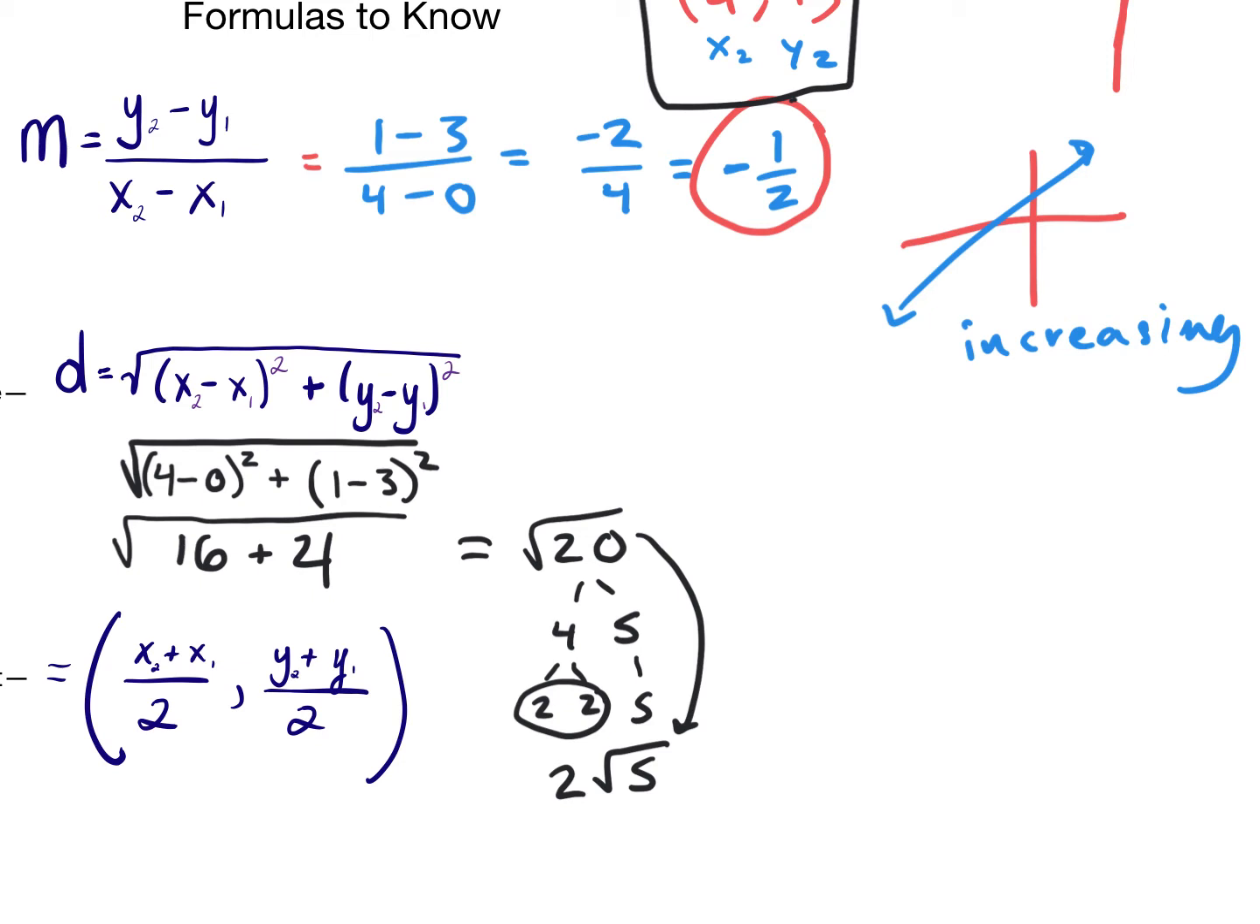Any questions here? Anytime you have a square root, just double check to make sure you can simplify it. You need to simplify it. If I couldn't simplify, then I would just leave it.